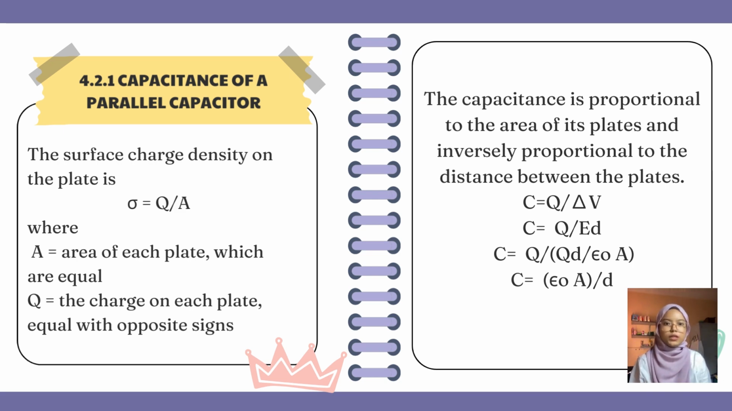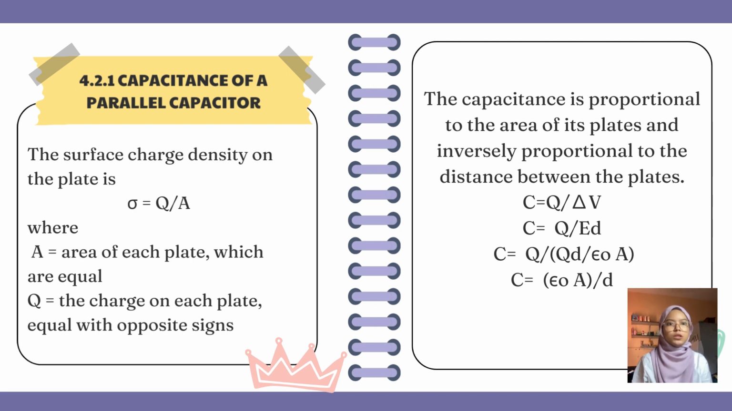To understand how the capacitance formula is derived, let's start with the equation C equals Q per delta V and rearrange it. We know that the electric field between the plates of a parallel plate capacitor is given by E equals Q over epsilon naught times A, and the potential difference is E times d, where d represents the distance between the plates and epsilon naught is the permittivity of free space. By substituting the expression for E in the capacitance formula, we get C equals epsilon naught times A over d.